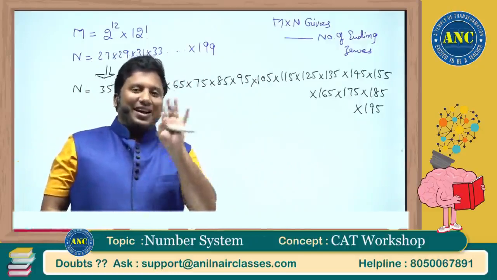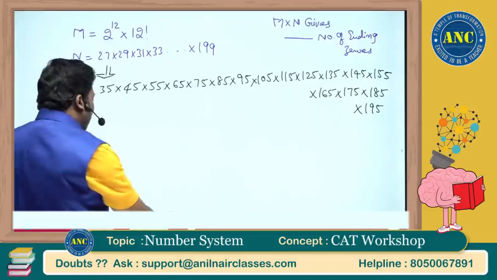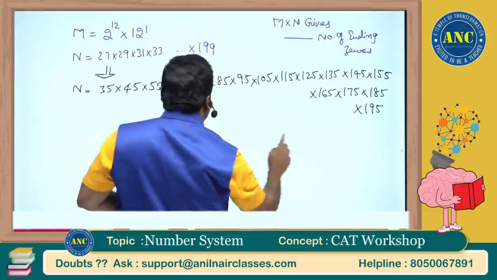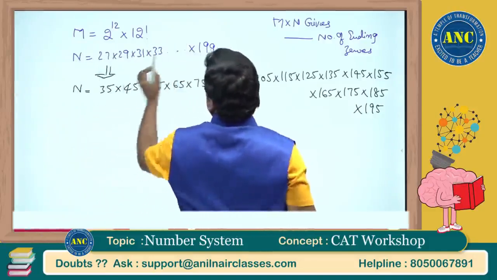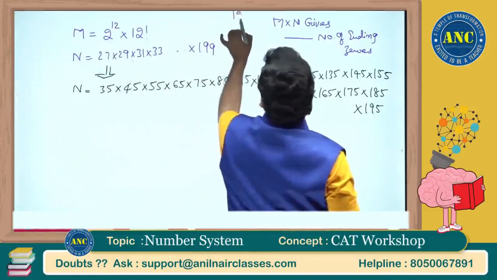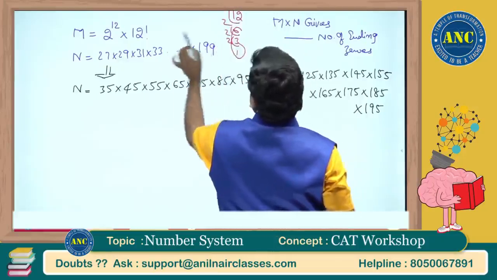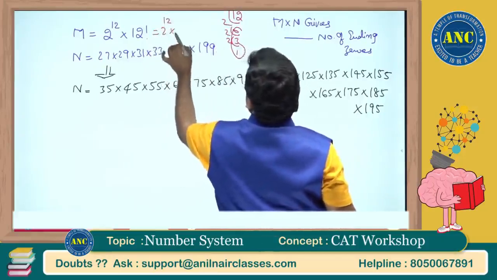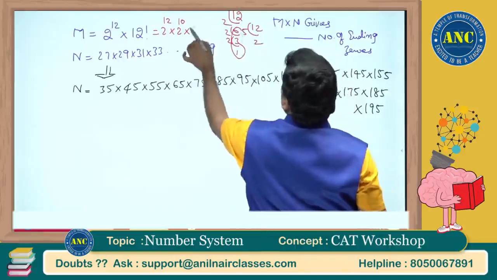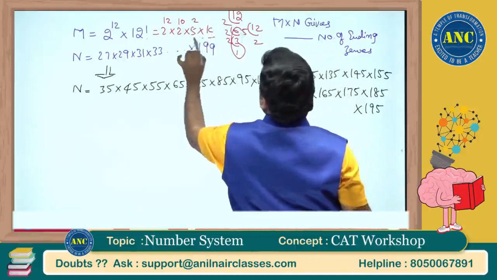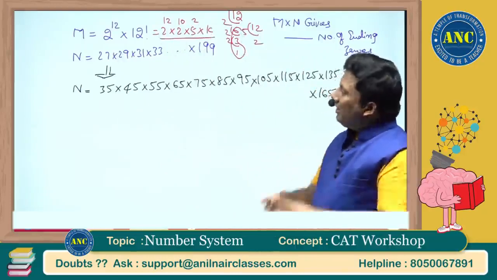The number of zeros at the end is not always the highest power of 5. M is 2 power 12 into 12 factorial. Now listen carefully. What is the highest power of 2 in 12 factorial? 2 6s are, 2 3s are, 2 1s are. So it is 2 power 12 into 2 power 10 into k. What is the highest power of 5? 5 square into k. Is it clear? So M is 2 power 22 into 5 square into k.